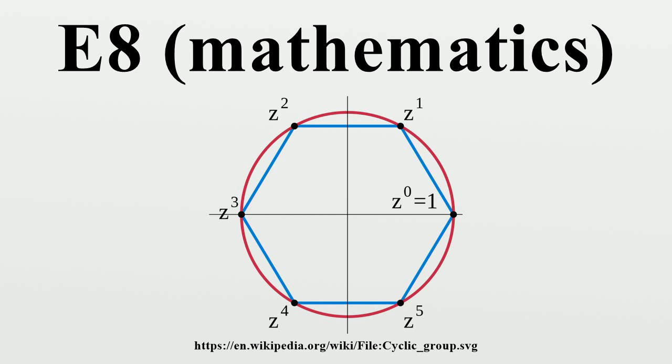E8 as an algebraic group. By means of a Chevalley basis for the Lie algebra, one can define E8 as a linear algebraic group over the integers and, consequently, over any commutative ring and in particular over any field. This defines the so-called split form of E8. Over an algebraically closed field, this is the only form.